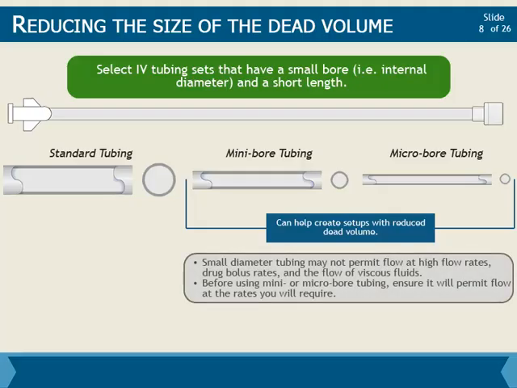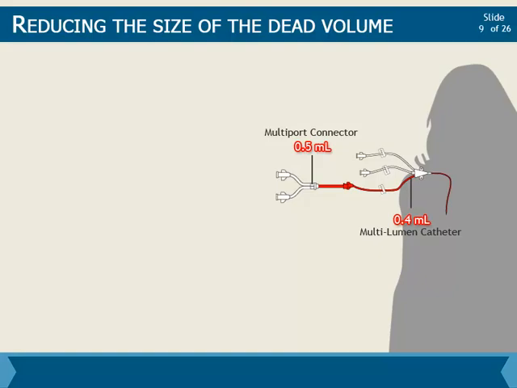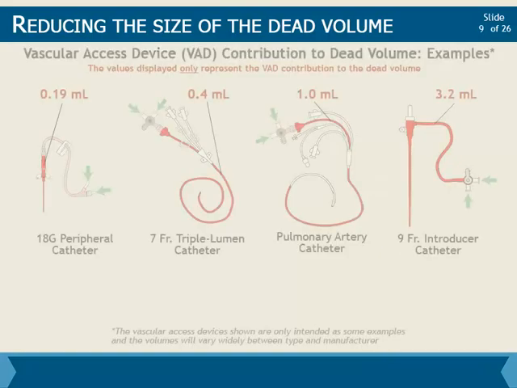However, small diameter tubing may not permit flow at high flow rates, drug bolus rates, and the flow of viscous fluids. Before using mini or micro-bore tubing, ensure it will permit flow at the rates you will require. It is important that your institution test your tubing sets and provide information on the flow rate restrictions of the tubing. It is important to remember that the vascular access device also contributes to the size of the dead volume.